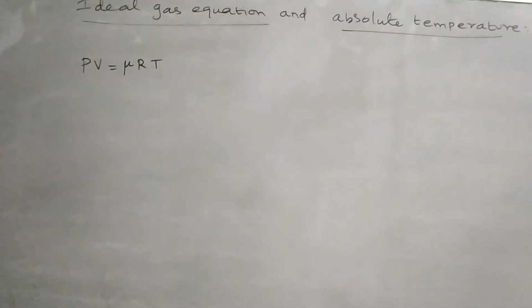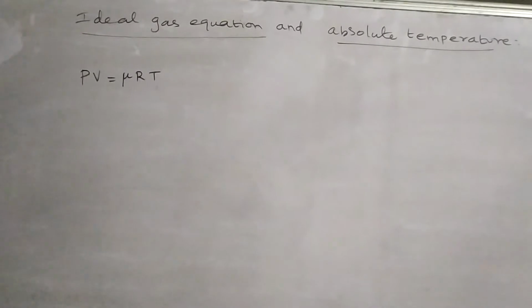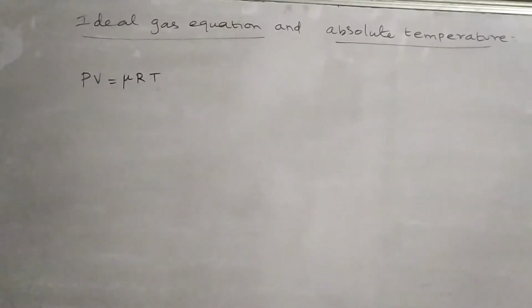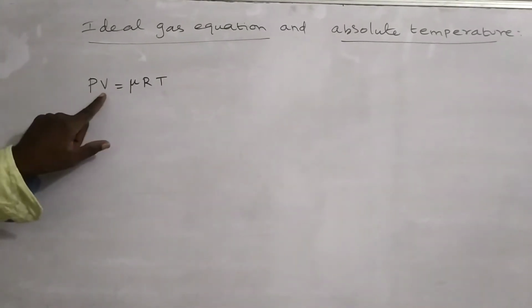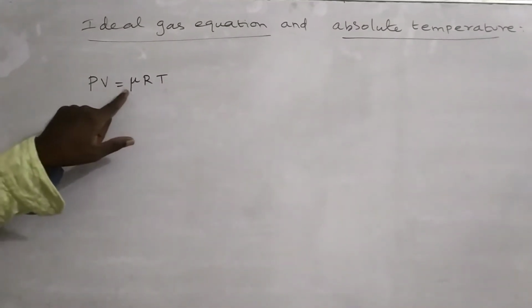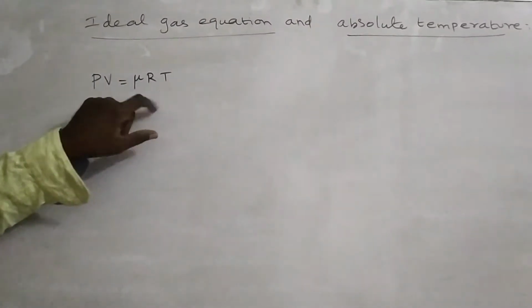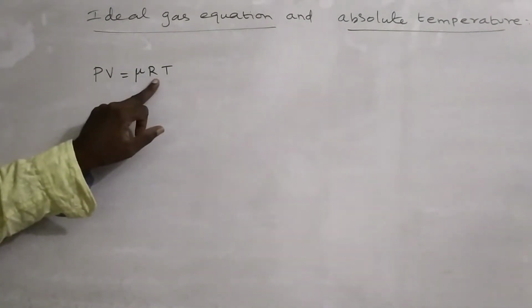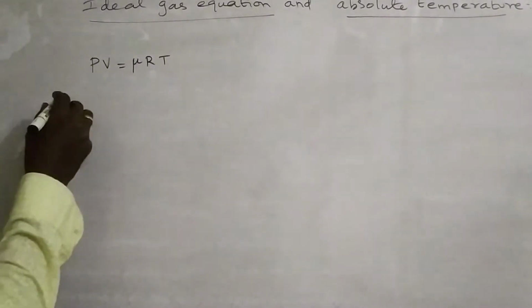We are going to learn about the topic ideal gas equation and absolute temperature. So what is the ideal gas equation? PV is equal to nRT. P is pressure, V is the volume, n is the number of moles, R is the molar gas constant, T is the temperature.